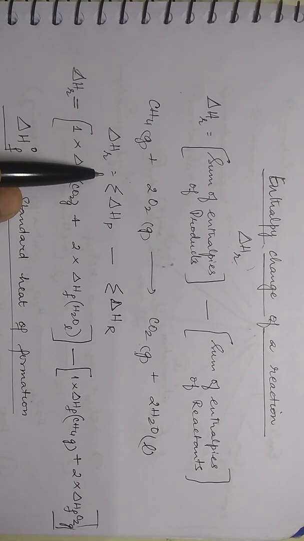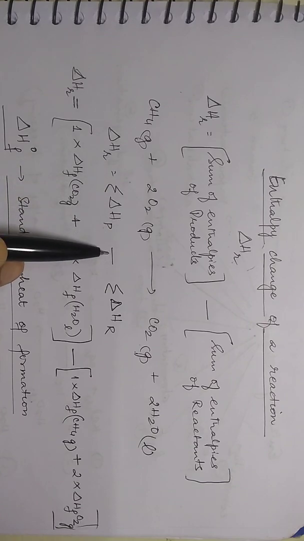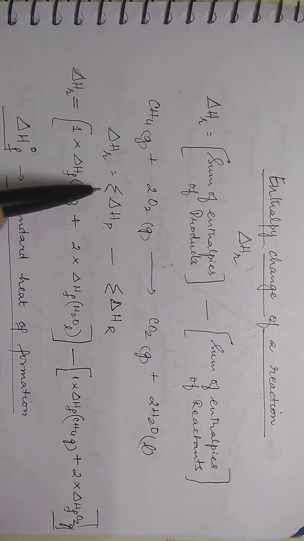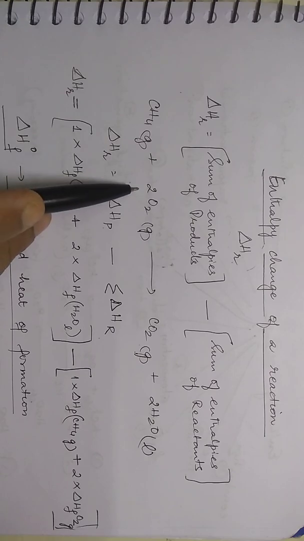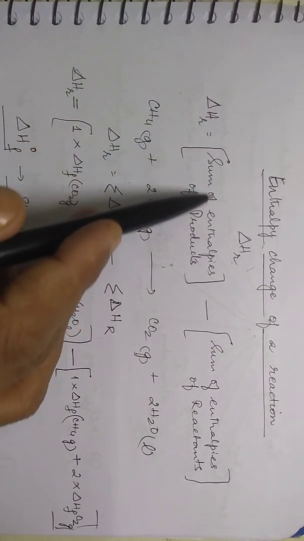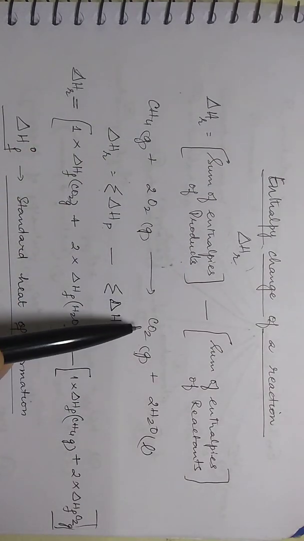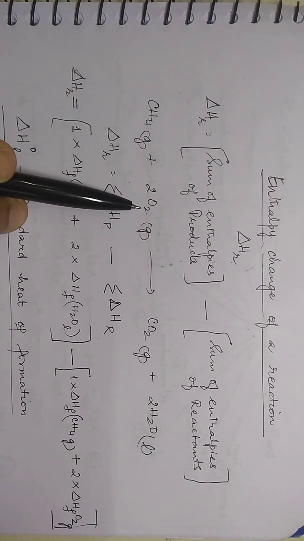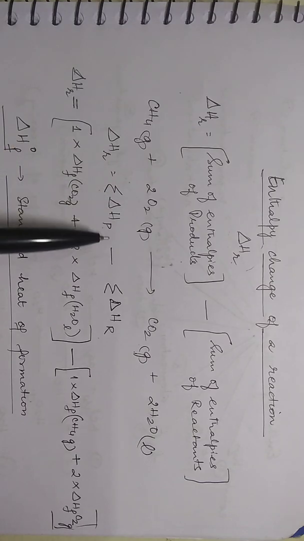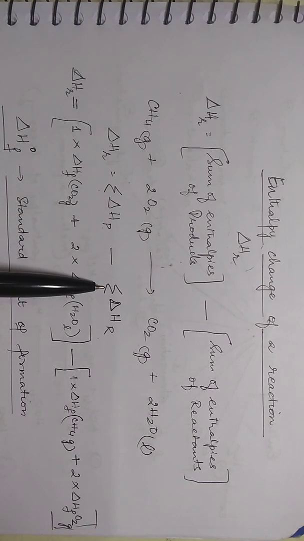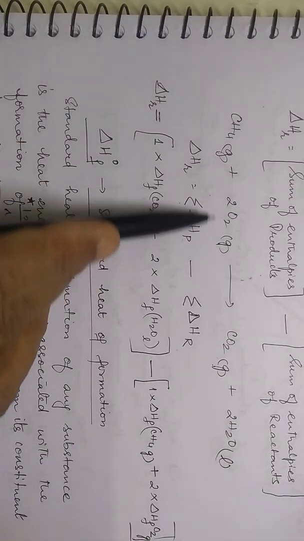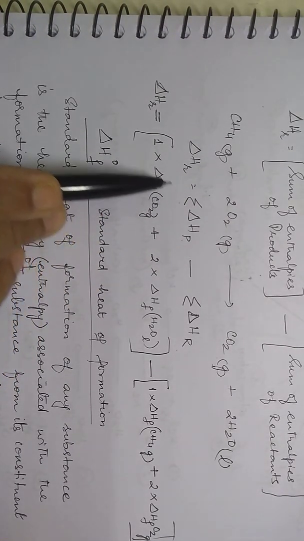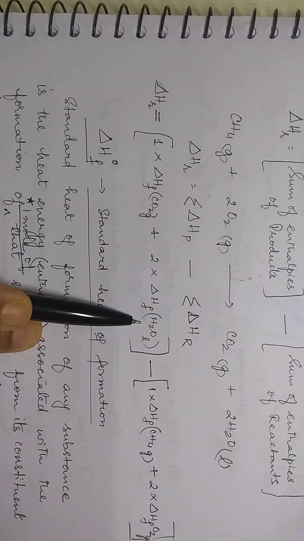So delta HR is equal to sigma delta HP minus sigma delta HR. Sigma shows summation, the sum of enthalpies of products. What are the products? CO2 and water. And what are the reactants? CH4 and oxygen. So summation is denoted by the symbol sigma. Now you remove the sigma and write out the complete equation.